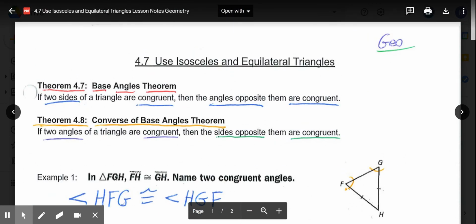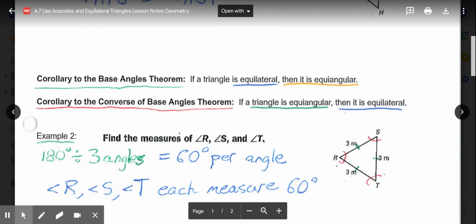But the whole idea for this lesson kind of comes back to these first two theorems and then the two corollaries here.